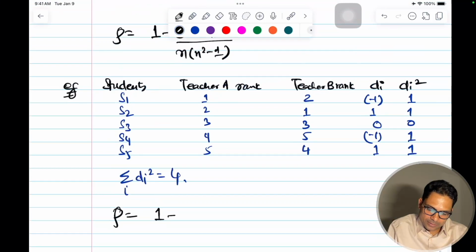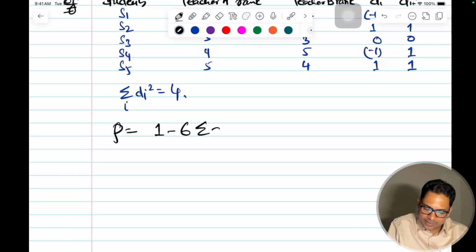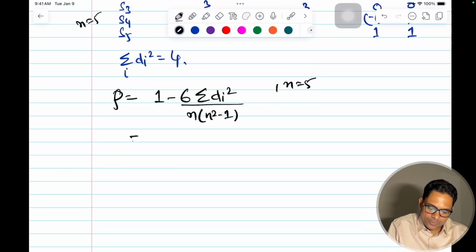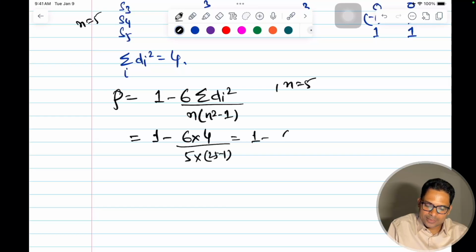So what will my rho be equal to? Rho is equal to 1 minus 6 times sigma di square by n times (n square minus 1). Here n is 5, 5 students are there. So rho is equal to 1 minus 6 times 4, the di square we have calculated, by 5 times (25 minus 1), which is 1 minus 6 times 4 by 5 times 24. 4 times 6 is 24 and this 24 cancels. So 1 minus 1 by 5 is equal to 0.8. So my rho is 0.8.